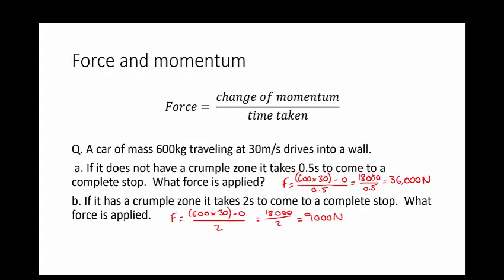So what you can see there is that by increasing the time taken, we've reduced the amount of force acting on the passengers, which therefore makes it much safer for the passenger. Okay, and this is a key idea when we're looking at momentum and car safety and other safety features, that if you increase the time taken for a collision, it reduces the force applied and therefore reduces the danger to the person.